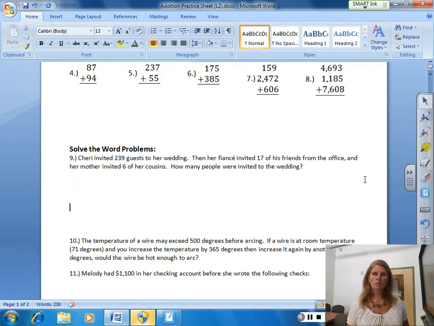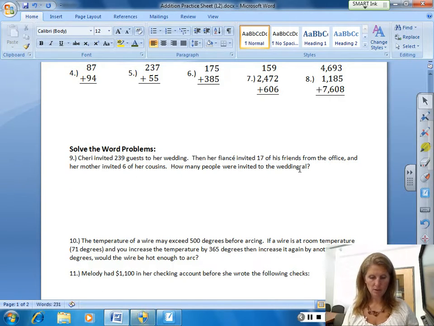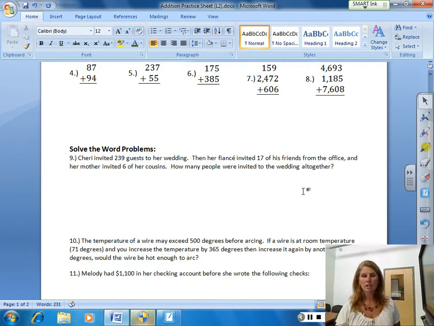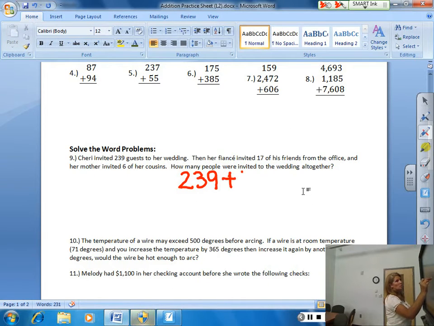We could have said we're invited to the wedding all together. And that wouldn't change that sentence, and it would give you an idea of what word we're looking for. So I'm adding that in for you. So it is an addition problem, and I want to just add the 3 things together. She had 239 guests that she invited, plus her fiance invited 17 more people, and then her mother invited 6 more people. And that's the problem you want to work.